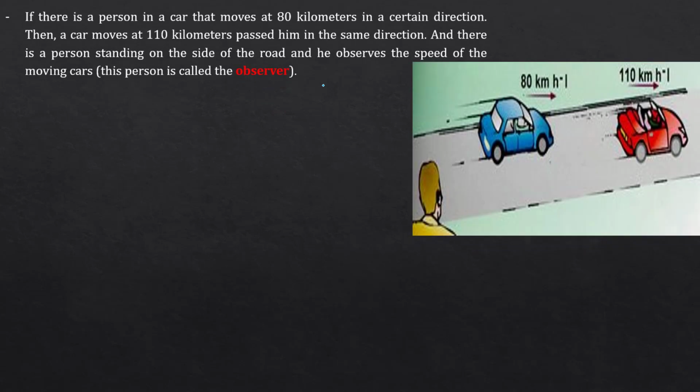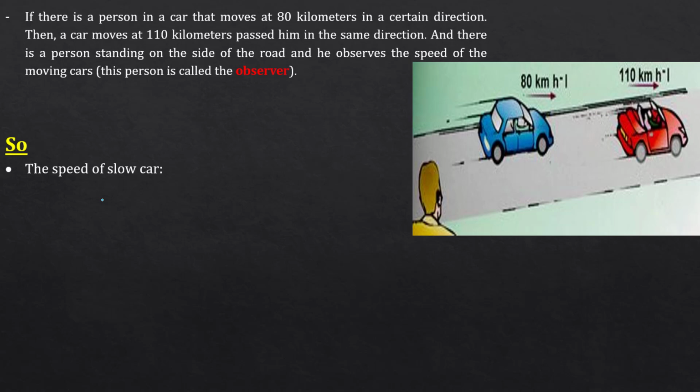There is an example here. If there is a person in a car that moves at 80 kilometers per hour in a certain direction, then a car moves at 110 kilometers per hour past him in the same direction, and there is a person standing on the side of the road who observes the speed of the moving cars. This person is called the observer.